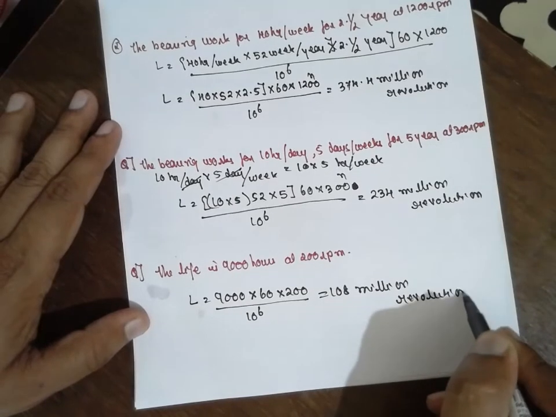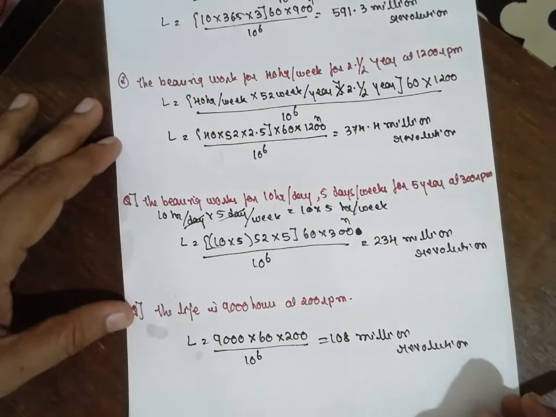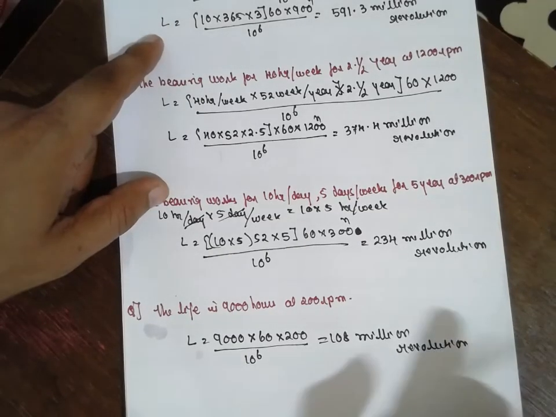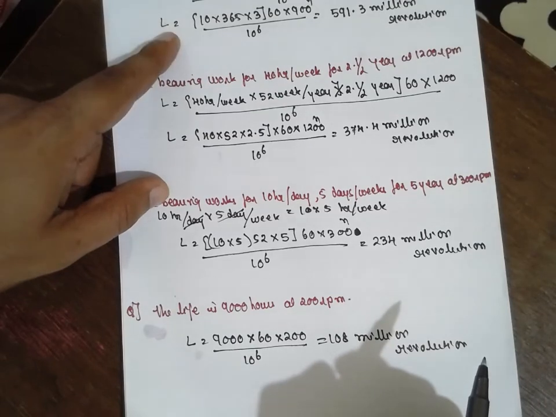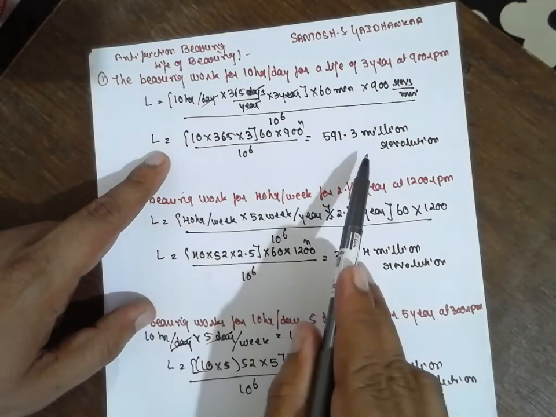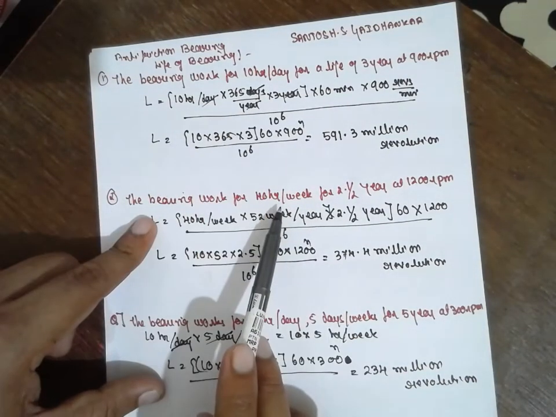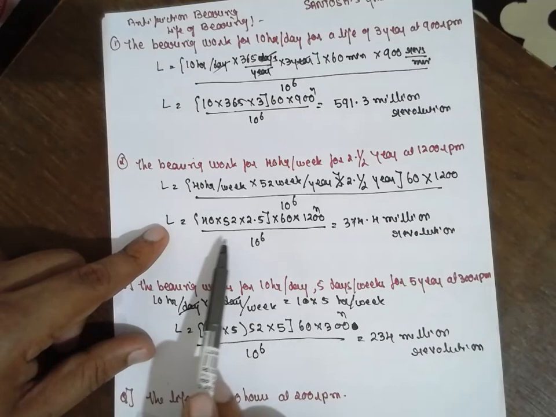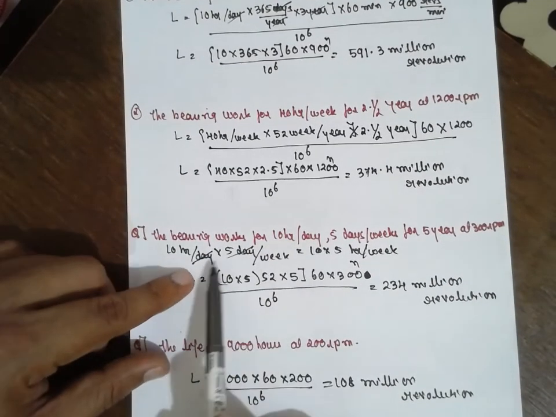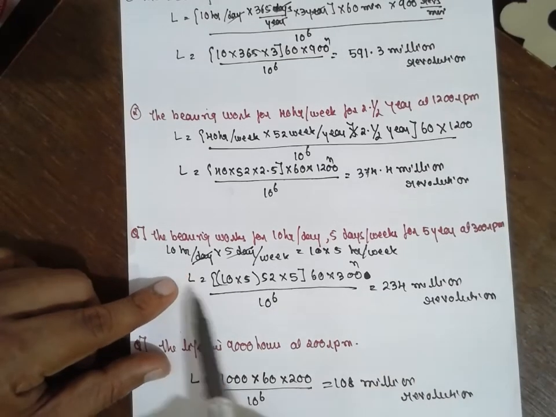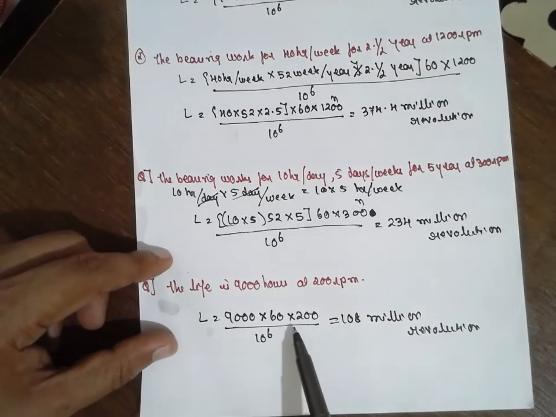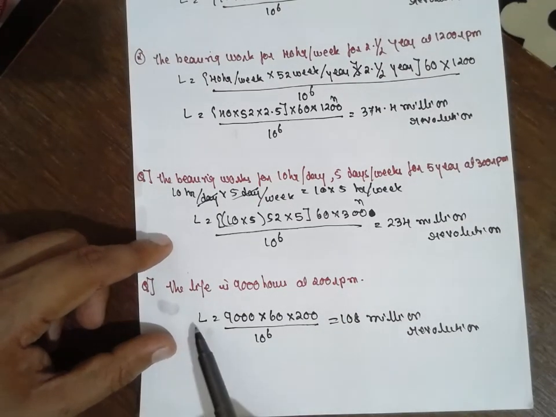These are the four concepts we are going to face in the next videos. Based upon the days, this is the procedure for solving the life of the bearing when the days are given. When the weeks are given, we have to find it by following this procedure. In terms of days, days get cancelled, and then you will get the life of the bearing in this way. Next, in terms of hours, this is the procedure you have to follow for finding the life of the bearing.